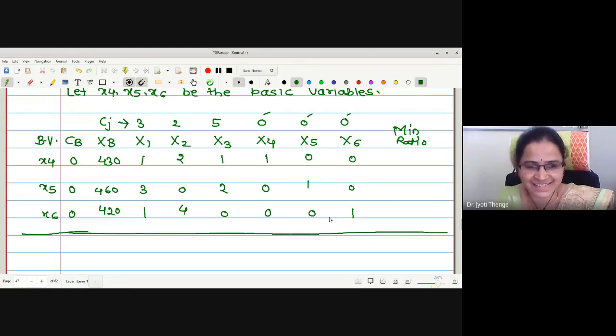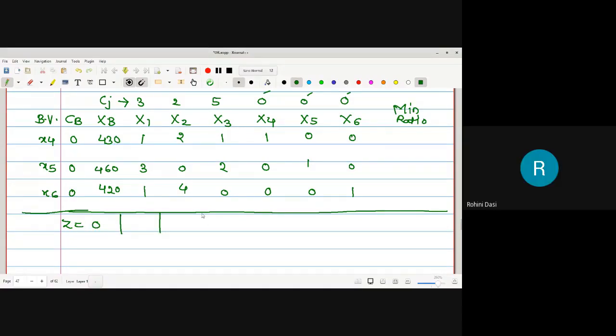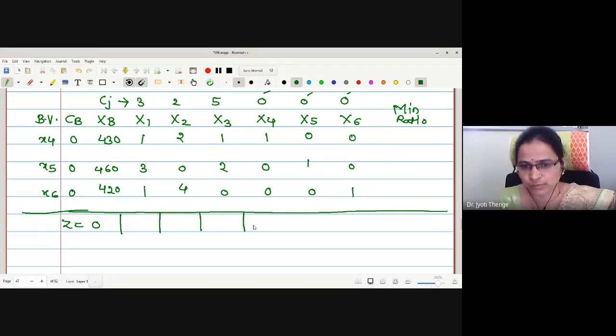Drawing a straight line is challenging for me on this pen tablet, so please bear with me. What is the value of z? CB times XB: 0 into 430, 460, 420 is 0. Here I put your columns like this only, you have to draw full columns.